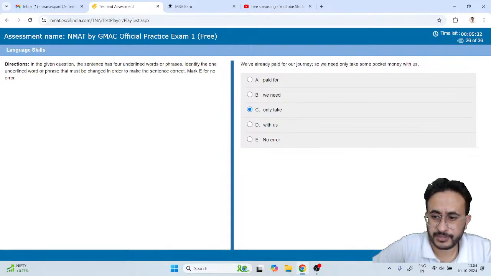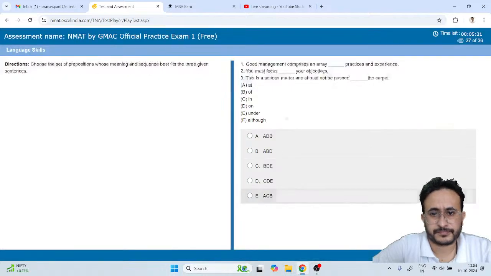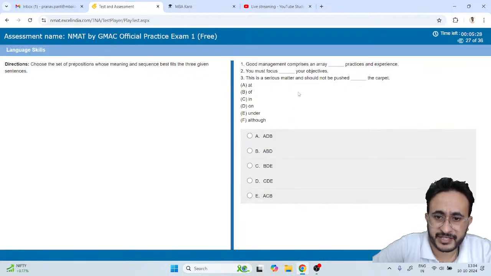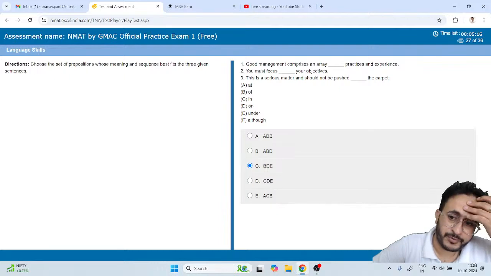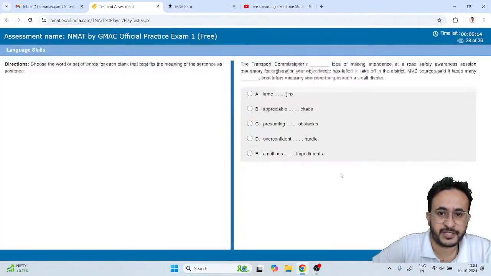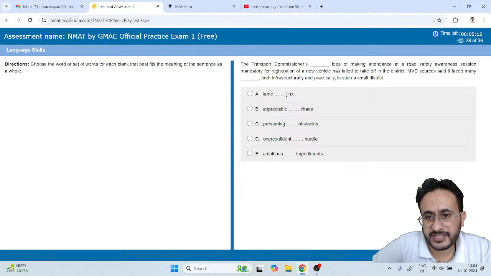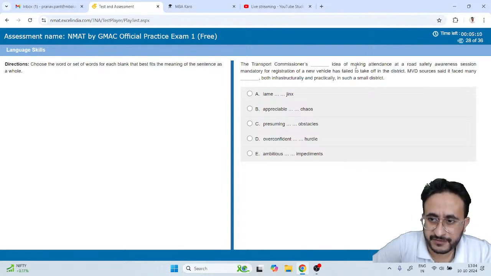Good management comprises an array of practices. Okay, so B should be the one. D, you must focus on your objectives. This is a serious matter and should not be pushed under the carpet. Okay, so should not be pushed under the carpet means it should not be suppressed. The Transport Commissioner's dash idea of making attendance at a road safety awareness session mandatory has failed to take off in the district. So some good idea.